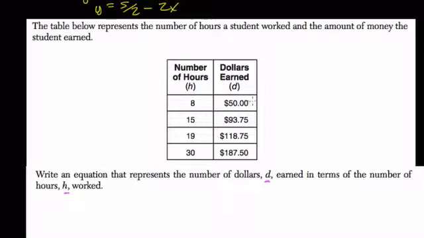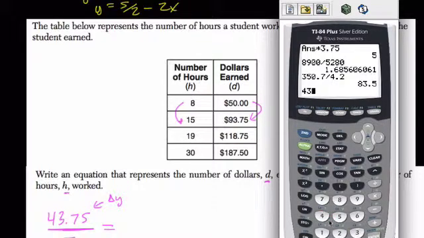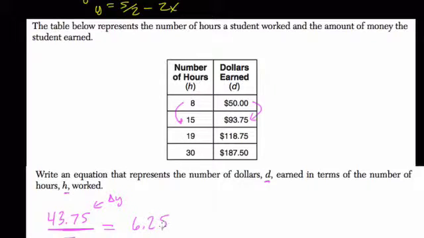I notice that when I go from 8 to 15, our slope is 43.75 over 7. It's the dollars earned, or delta y, over the number of hours worked, delta x. So this equals our slope. So we can simplify this. 43.75 divided by 7, we get 6.25. So that's the amount of dollars, delta y, for every hour, delta x.